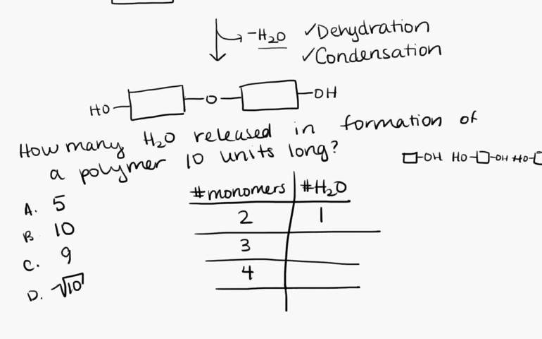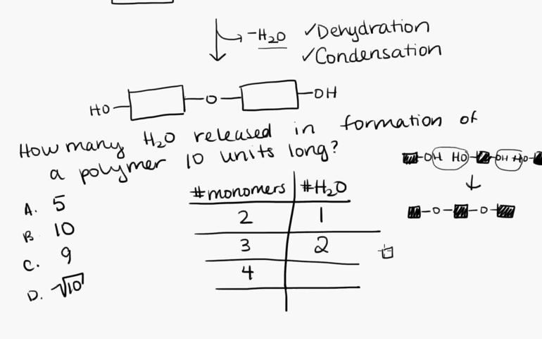HO, and here's the other monomer. Okay, so here's our 3 monomers, 1, 2, and 3. So here's one OH group, here's one water, here's a second water. So when these condense or dehydrate, it's going to look like this. So we've released one water molecule to form this, and one water molecule to form that, so 2 total.